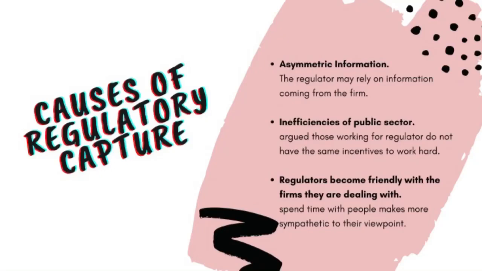So the next point is inefficiency of public sectors. It is argued that those working for a regulator do not have the same incentive to work hard and act like surrogate competition. So public regulators cannot keep any reduced profits, and owners of business by contrast have a greater vested interest in promoting higher profits. So this means it can be an unbalanced competition.